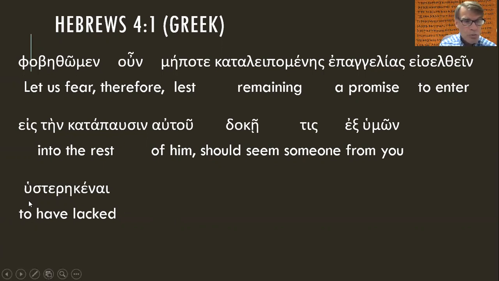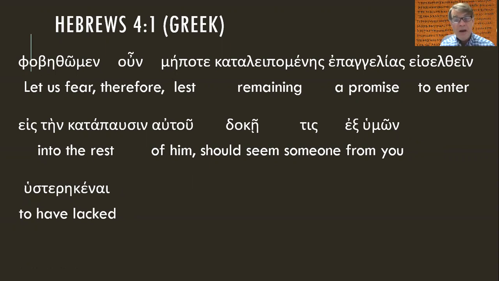Okay, so husterekenai. Did I pronounce the rest of this? Eis telthein katapausin autou, doke tis ex humon husterekenai. Can I go out to play? Anyway, to have lacked and remained lacking. So this is a perfect active infinitive from hustereo.